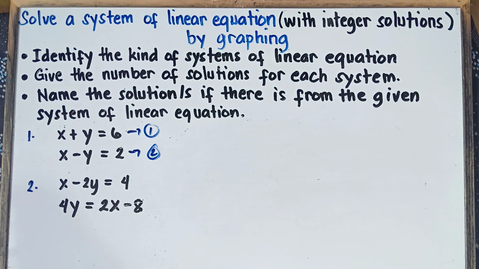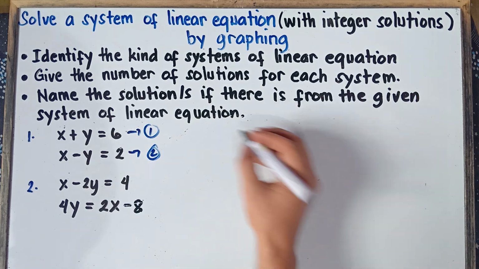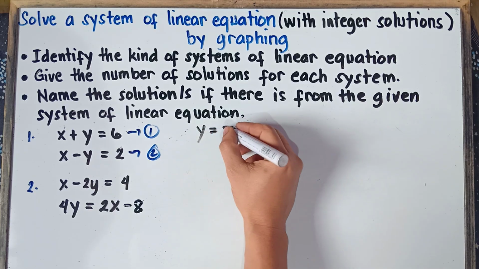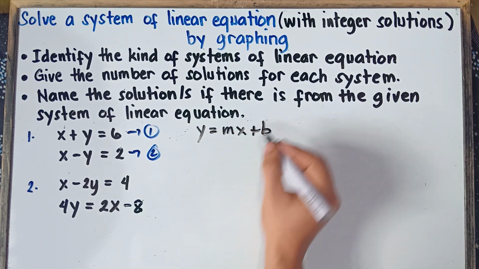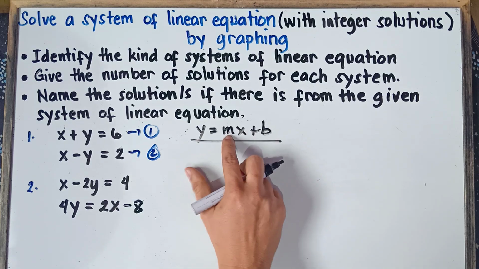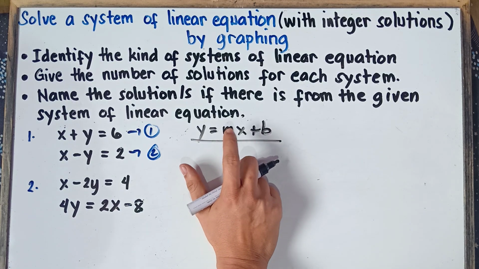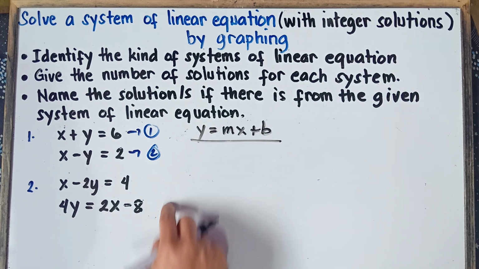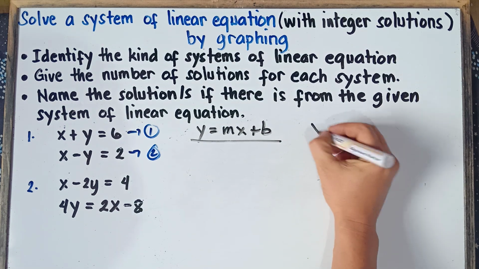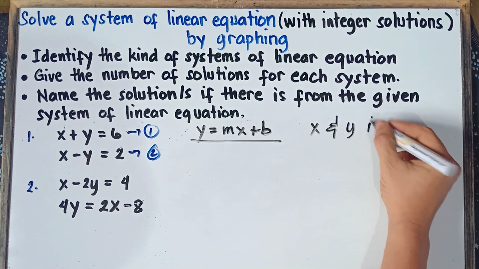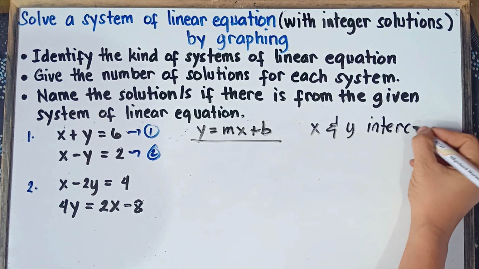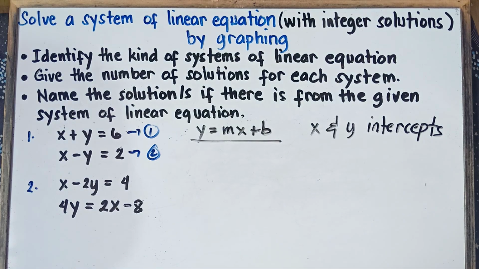So before we can plot this one, class, we do have many ways to plot this. The first way, we can use the slope-intercept form, y equals mx plus b. If you still remember this one, class, in the slope-intercept form, m would be the slope, rise over run. We can do this one. But for me, class, if I will be answering number 1 and then number 2, it's better to use x and y intercepts. Simply let x equal to 0.